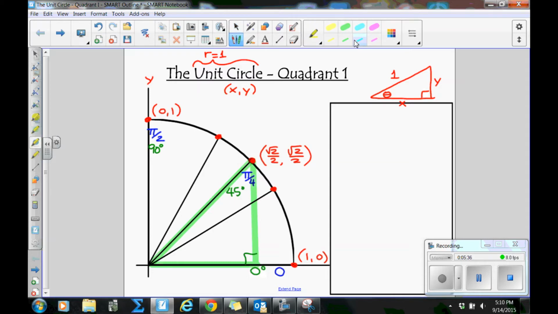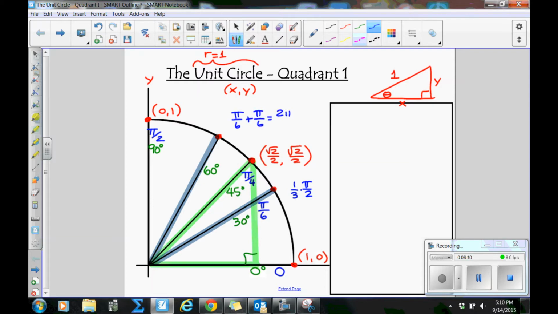Let's look at that angle. That angle and that angle divide a quadrant into thirds. So 1/3 of 90 degrees is 30 degrees. And 30 degrees plus 30 degrees is 60 degrees. 1/3 of pi over 2 is pi over 6. And pi over 6 plus pi over 6 is 2 pi over 6, which can be reduced to pi over 3.